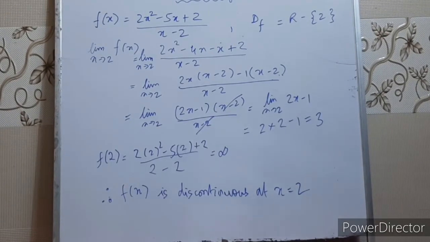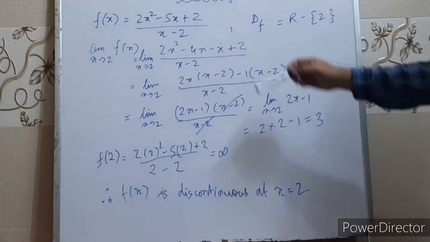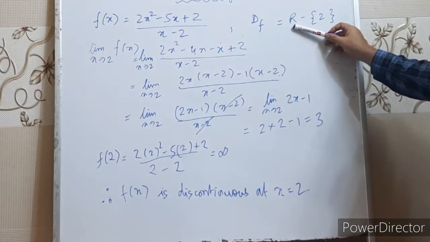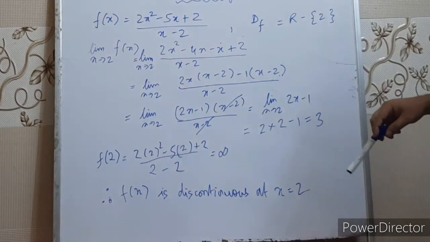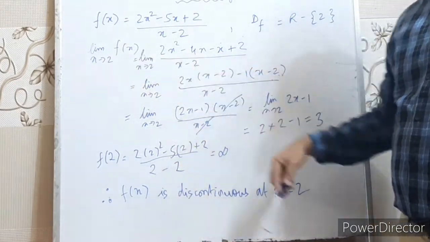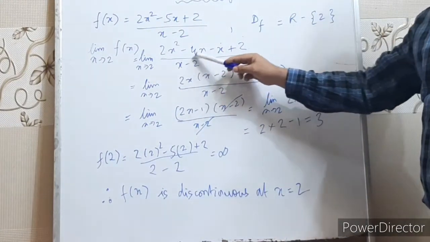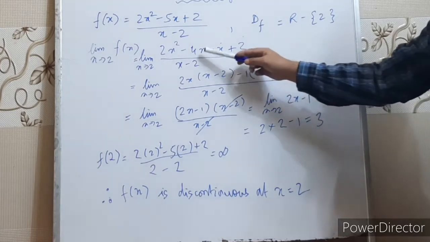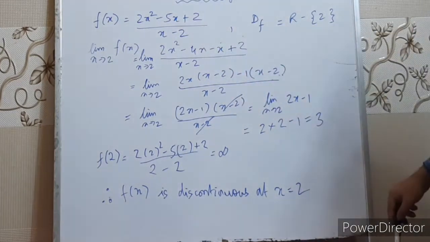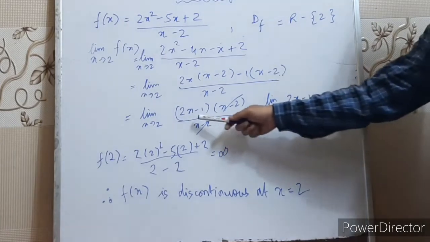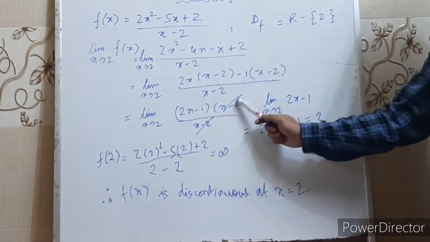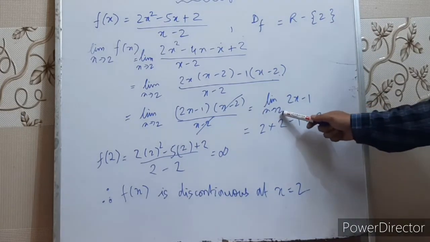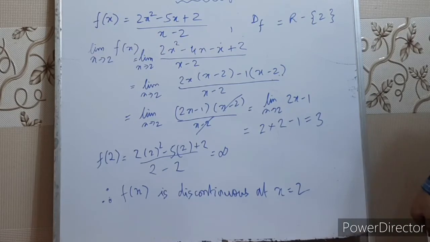Children, let's see this sum. In this sum, the function is (2x square minus 5x plus 2) upon (x minus 2), and the domain of the function is all real numbers except 2. Right. Let's calculate the limit of the function at x equals 2. When we calculate the limit, we know how to calculate. We'll factorize the numerator, by splitting the middle term, 5x can be written as minus 4x minus x. When we solve, we get the factors (2x minus 1)(x minus 2) upon (x minus 2), and the x minus 2 cancels. We'll get limit x tends to 2 of 2x minus 1. When we put x equals 2 here, we'll get the value of the limit as 3.